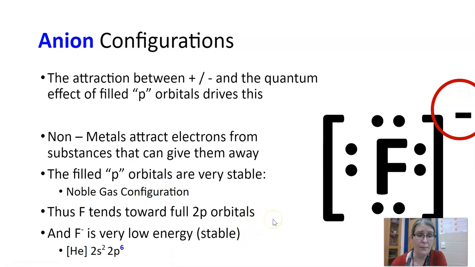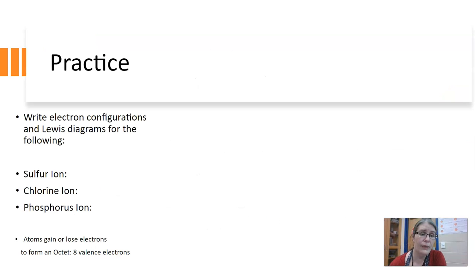So let's try practicing this. I have 3 ions for you to try: sulfur, chlorine, and phosphorus. So what I'd like you to do is start by drawing the configuration for the neutral atom. Draw neutral sulfur, chlorine, and phosphorus, and then we'll look at how we can turn that into a full octet. So I'm going to pause for a minute, let you draw the neutral atoms, and then we'll fill in their octets to make the ions.